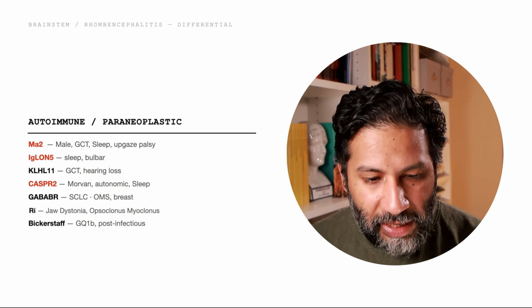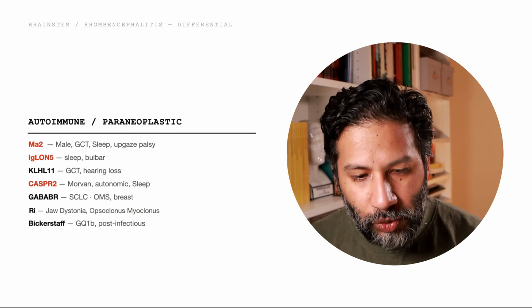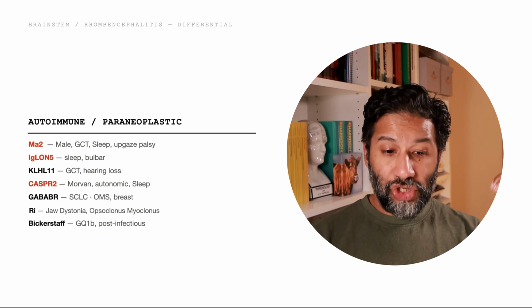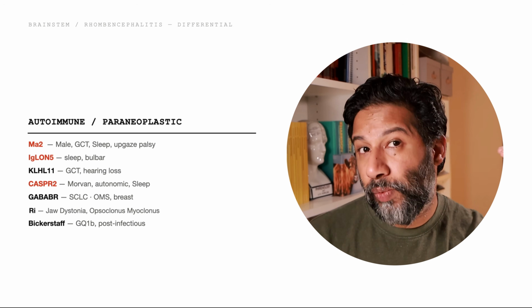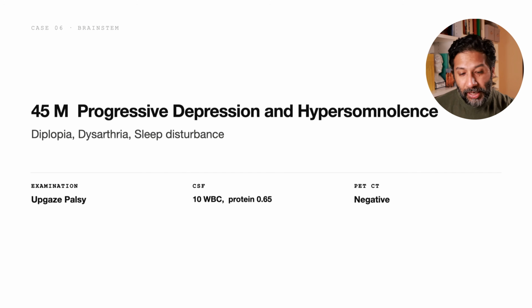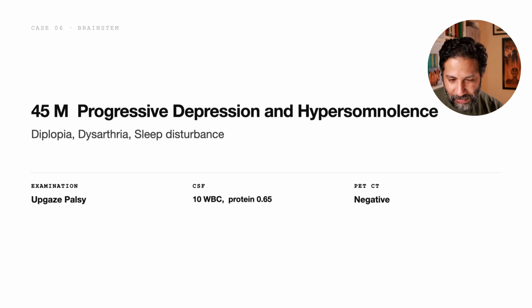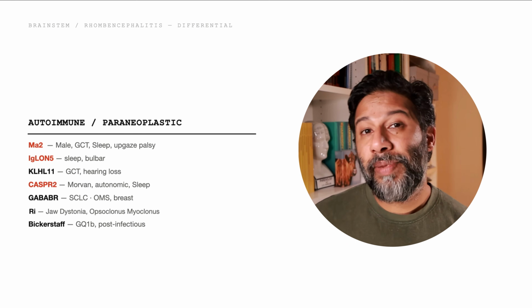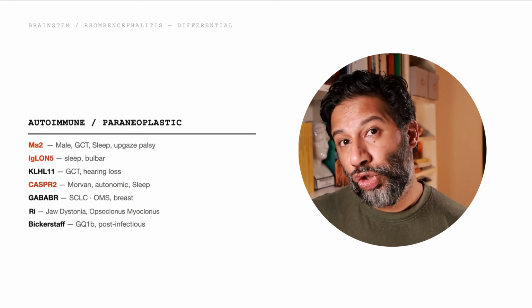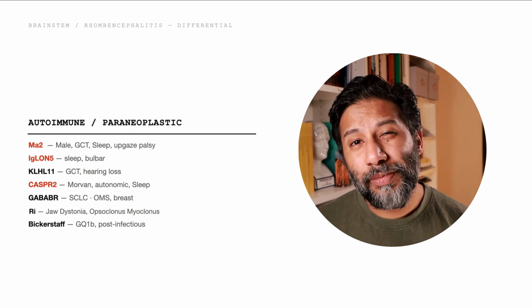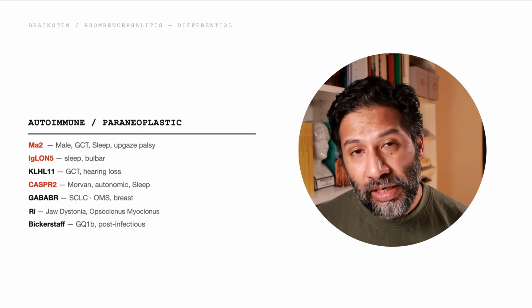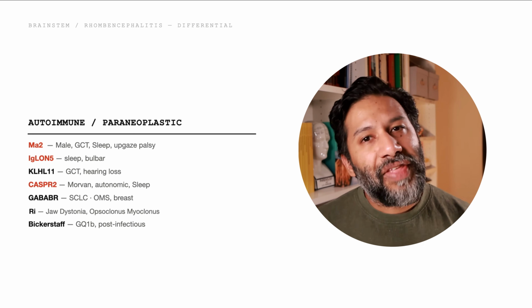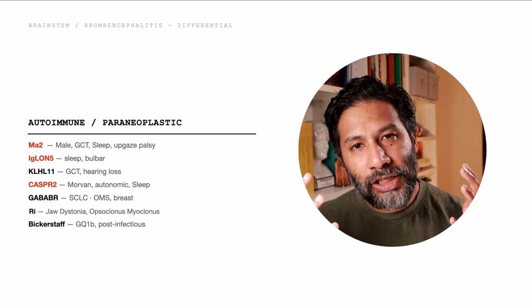And when we see that, we need to automatically think about these conditions, and MA2 is the big one we need to think about, okay? If any man is presenting like this, MA2 is top of your differentials. I also think sometimes of Niemann-Pick type C when patients present in this manner. But we've got MA2. MA2 is a paraneoplastic syndrome. It's related to germ cell tumors in the testes, and patients can present with hypersomnia, narcolepsy, and they can classically get this upgaze palsy as well.